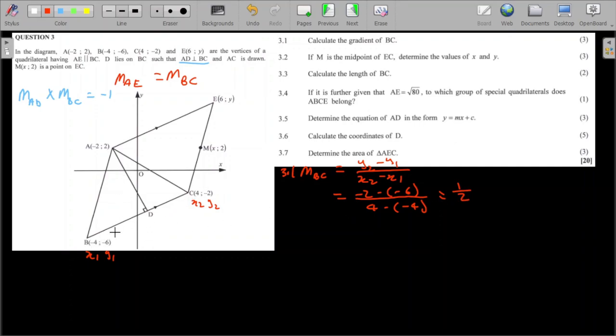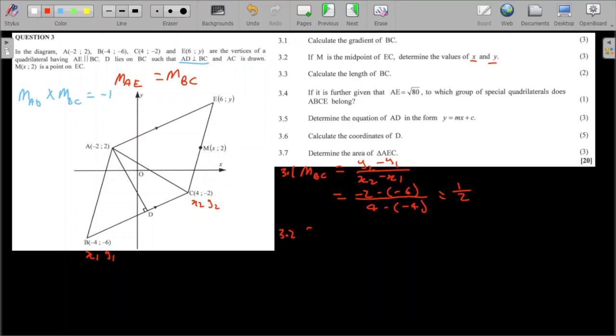Now we know that if the gradient of BC is 1 over 2, what is the gradient of AE? Because of this, it's 1 over 2. So 3.2. M is the midpoint of EC. Determine the x value and the y value. So this is the midpoint.